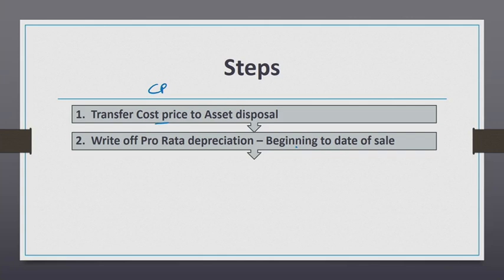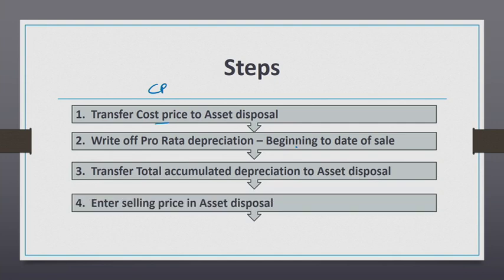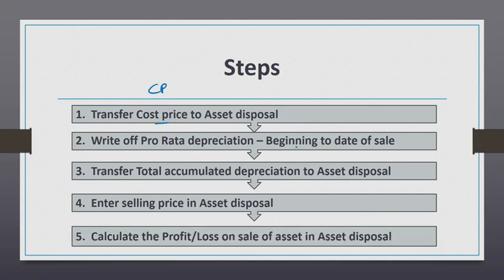Remember, we are only writing off depreciation at the end of the year. So when we sell an asset during the year, we have to write off that pro rata depreciation. The third step, we transfer the total accumulated depreciation to the asset disposal. Then the fourth step, we enter the selling price in the asset disposal account. And then the last step, we calculate the profit or loss on sale of asset in our asset disposal account.